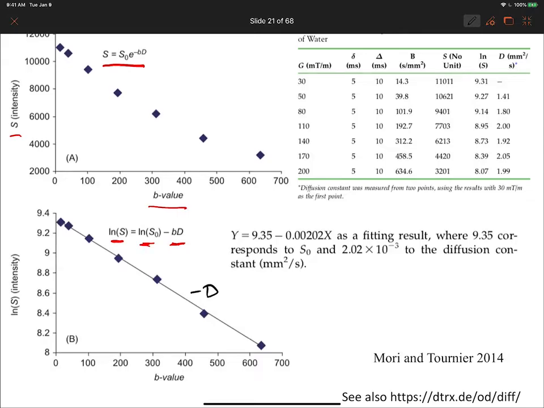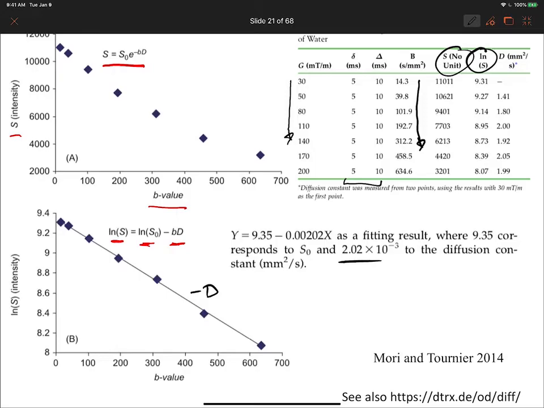In this table, they've increased the gradient amplitude. They've kept the timing the same. You see the B values are going up. Then they measure the signal here. They take the log of the signal, and then they fit for the line. If they fit the line, they find that the diffusion is about 2 times 10 to the minus 3, which is basically the diffusion of water at room temperature. So that makes sense.